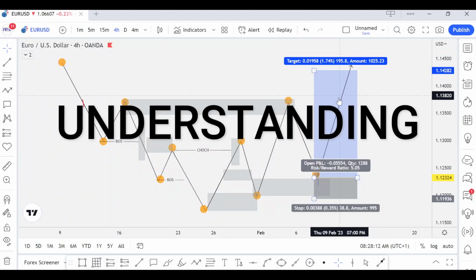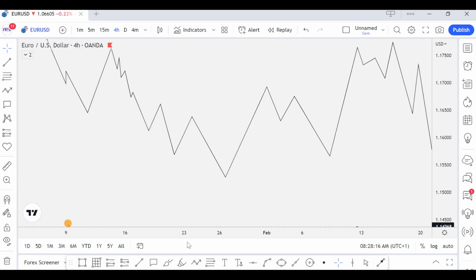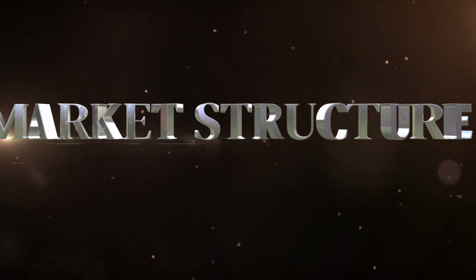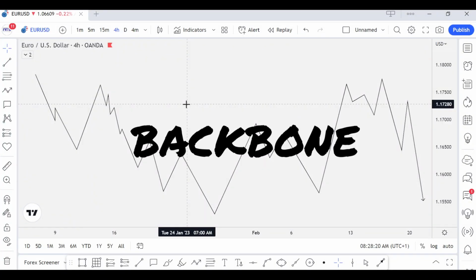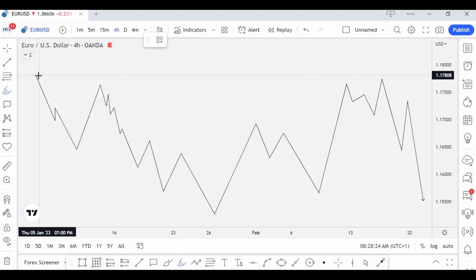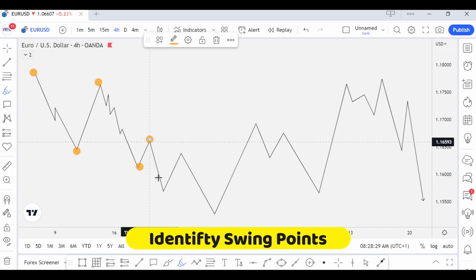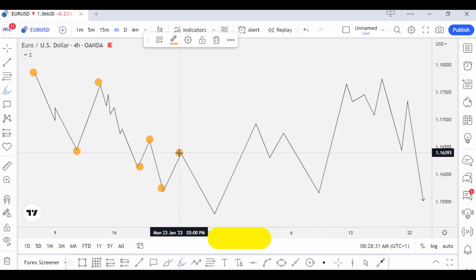You need to have this understanding about smart money concept. The first thing you want to understand is market structure. Market structure literally is the backbone of smart money concept. First thing is you want to identify the major swing points in structure. These areas I'm marking out are major swing points.